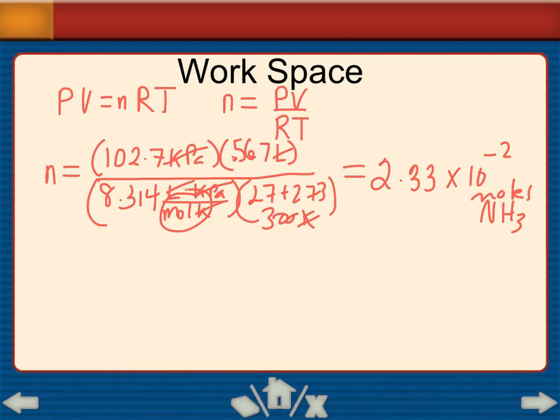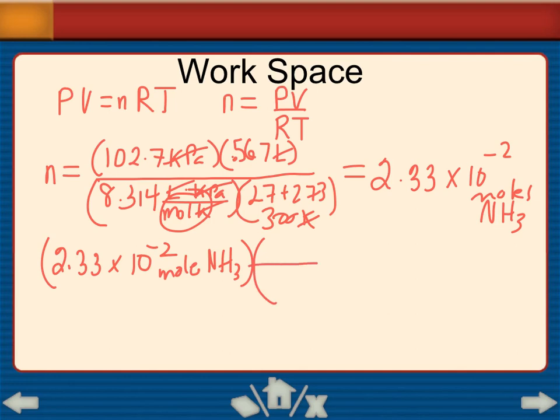Well, now we've taken the volume of NH3, or ammonia, converted it to moles using the ideal gas law. Now we have to do stoichiometry to relate it to the amount of mercury chloride we're going to need. So 2.33 times 10 to the minus 2 moles of ammonia. Back to our balanced equation, 2 moles of ammonia react with 1 mole of mercury chloride.